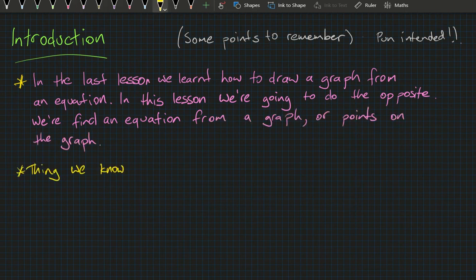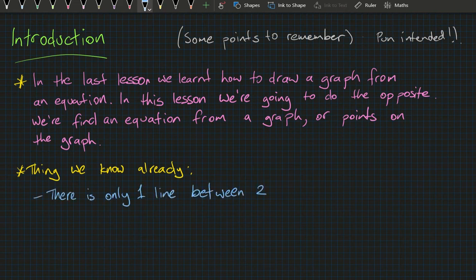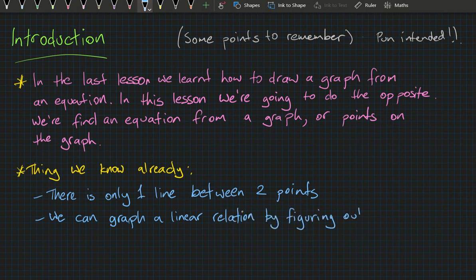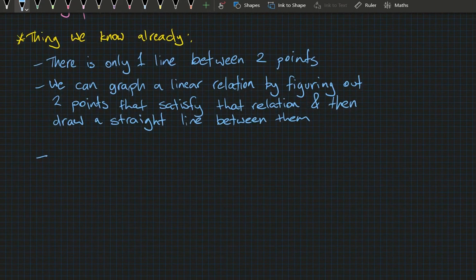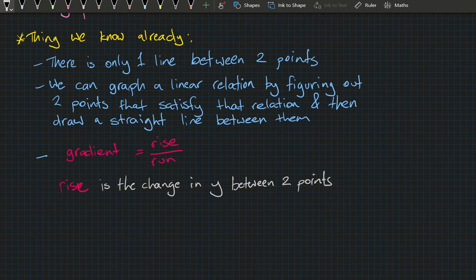Things we know already from our last lesson, there is only one line between 2 points, and we can graph a linear relation by figuring out 2 points that satisfy that relation and then draw a straight line between them. We also know that the gradient is equal to rise over run, and rise is the change in y between 2 points. Also, rise could be positive or negative.